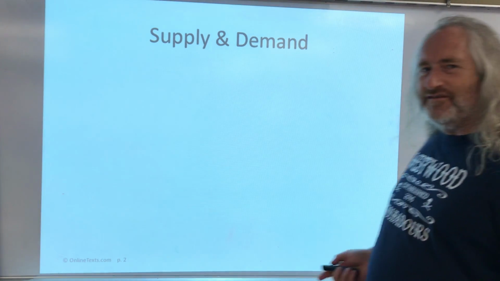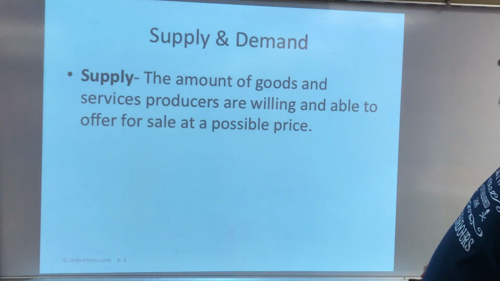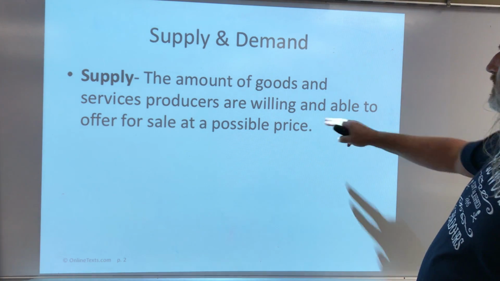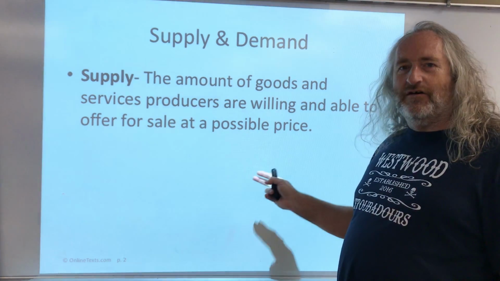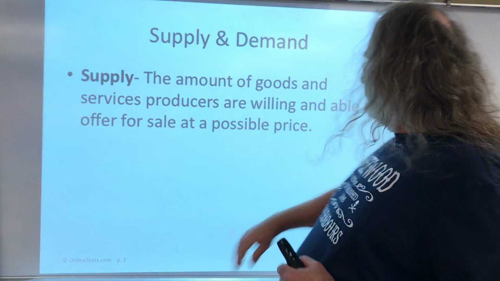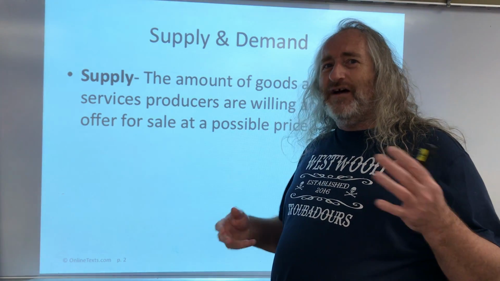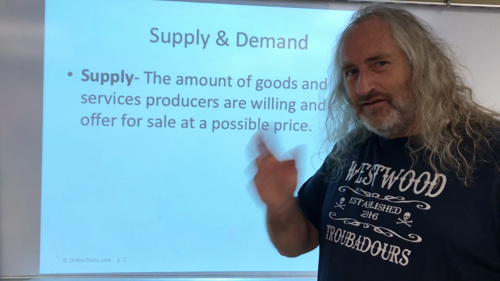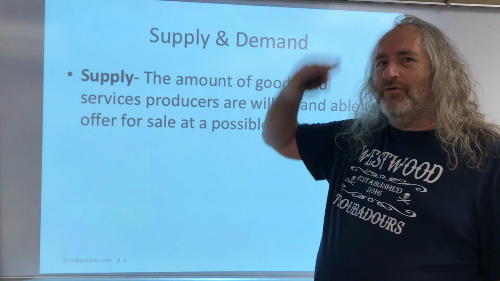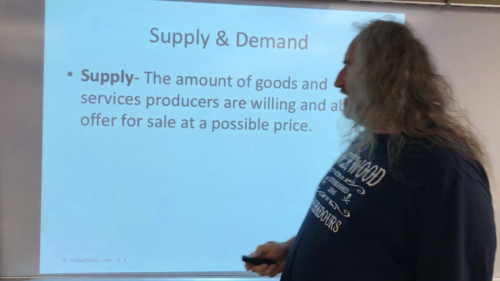So we've talked some about this, we probably have a general knowledge of what this is, but when economists define supply, they're going to say it's the amount of goods and services producers are willing and able to offer for sale at a possible price. Now this is some of that wonderful economic speak here. They're willing and able. That means they have the capacity to offer this for sale and they're going to do it, which leads me to believe that they think they're going to make a profit at a possible price. And we're going to see that the price that they can sell a good or service for will really have an impact on how much they're going to supply.